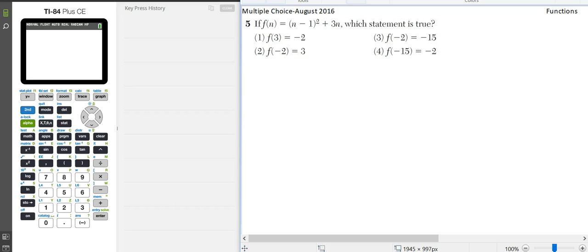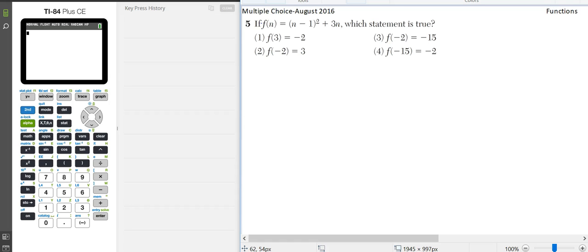We're going to start with a question about evaluating the function at a point. This is a multiple choice question from the August 2016 Algebra 1 Regents. If f of n is equal to (n minus 1) squared plus 3n, which statement is true? And we have four choices.